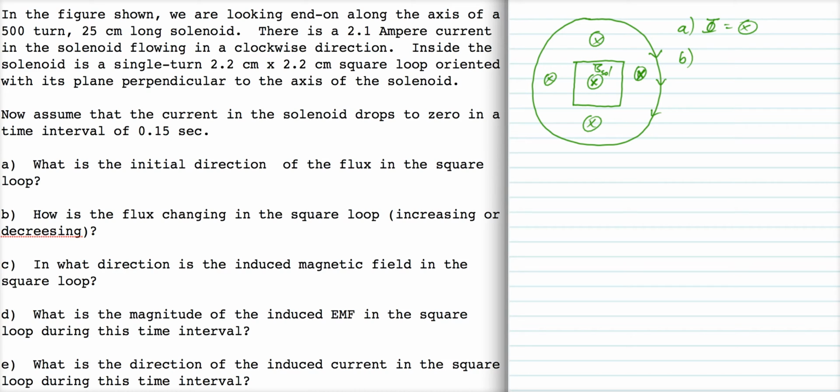Okay, now part B, we're told that the current drops to 0. Since the current drops to 0, that means the flux also drops to 0. And so the flux is into the page and decreasing.